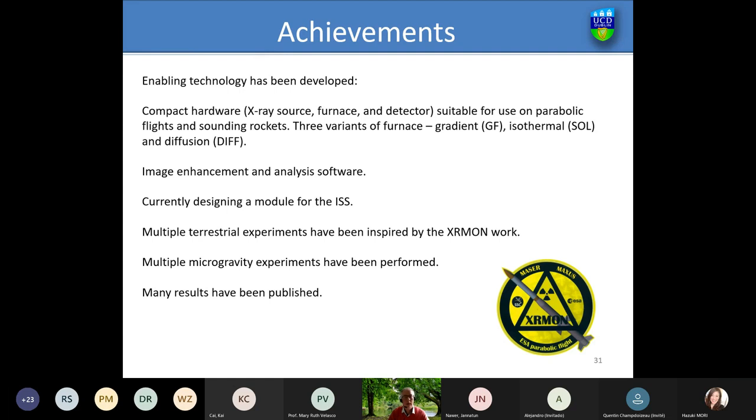So far, we have developed the relevant technology. We have the compact hardware developed. That's the X-ray source, the furnace, and the detectors, suitable for use on parabolic flights so far, and also sounding rockets. We've developed three variants of the furnace: a gradient furnace, an isothermal furnace, and a diffusion furnace. We've developed supporting image enhancement and analysis software, and we're currently working to design a module for the International Space Station. We've completed many experiments on Earth and also many in microgravity, some of which I'm going to present today.